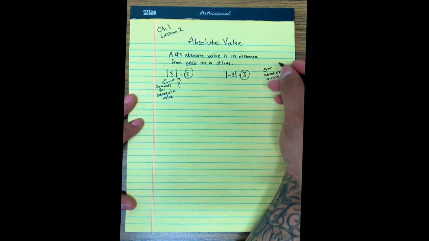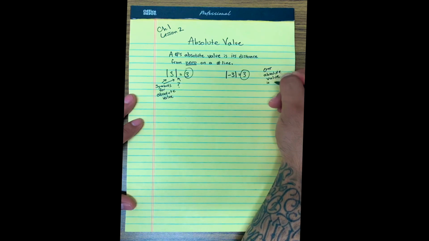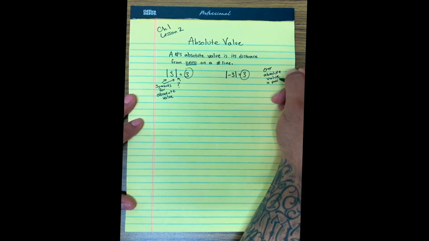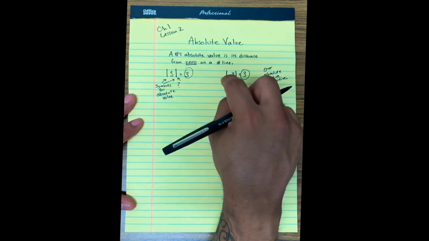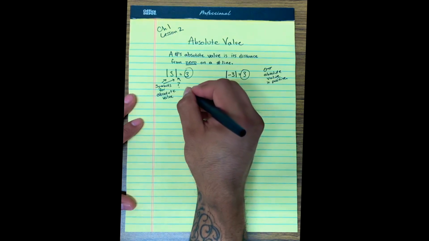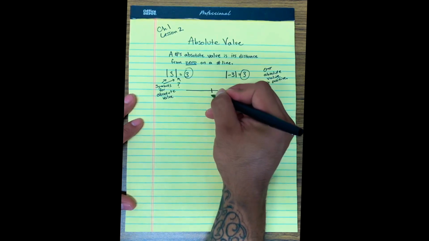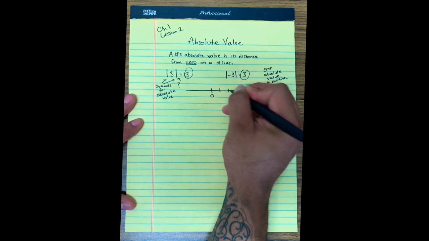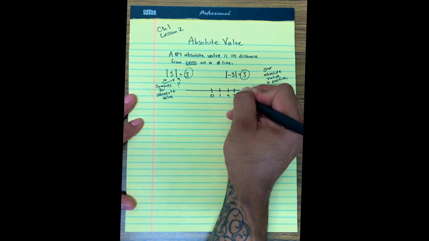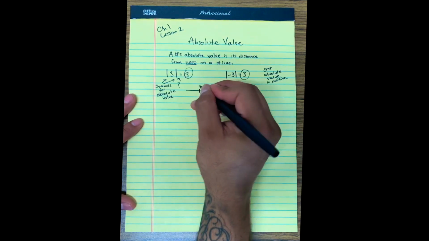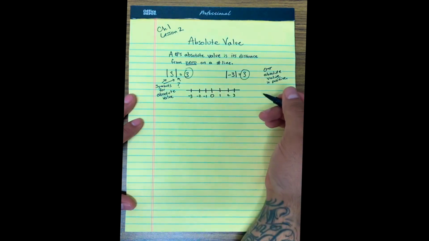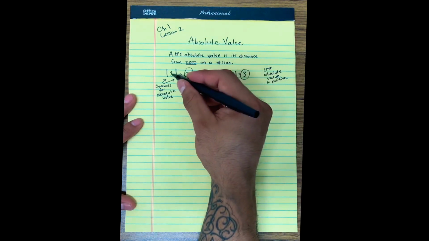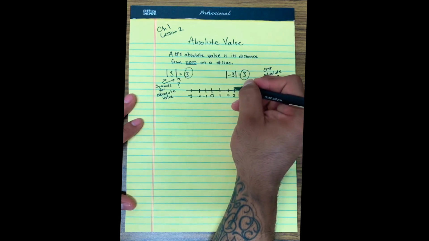Major key, guys, absolute value is always positive, okay? Because it's being measured in units. It'll make sense in a little bit when I draw this number line. So you'll be able to see why absolute value is positive, because we're talking about distance in units between numbers from 0. Don't forget, positive numbers go to the right of the 0, negative numbers go to the left.